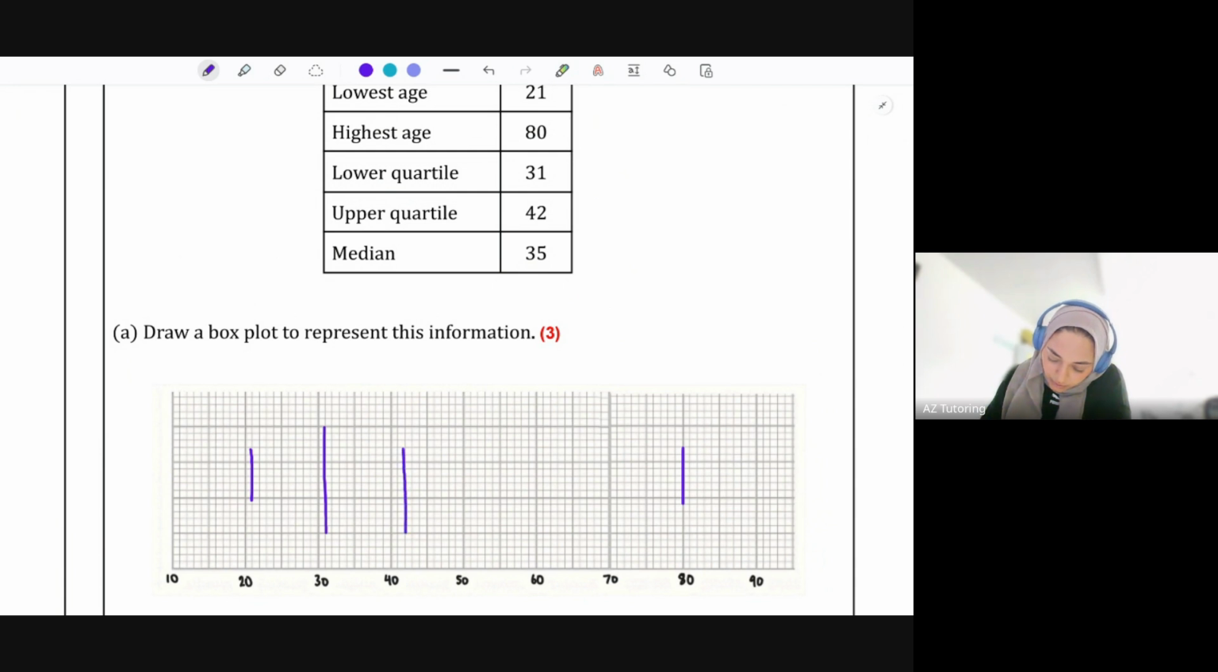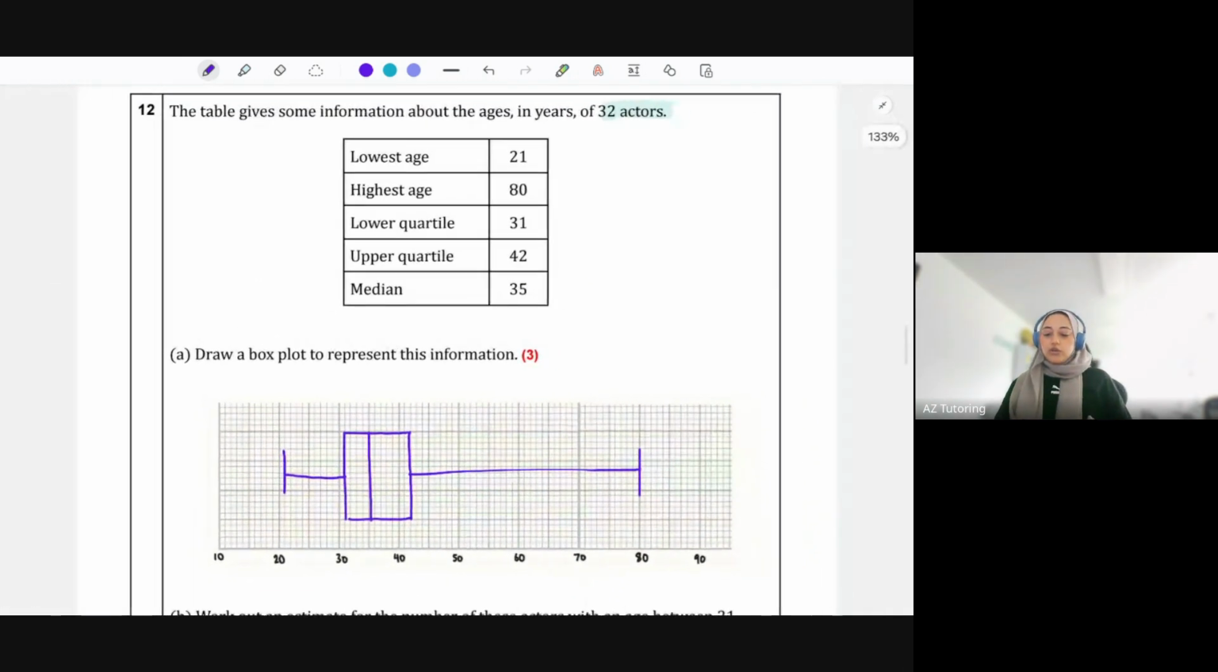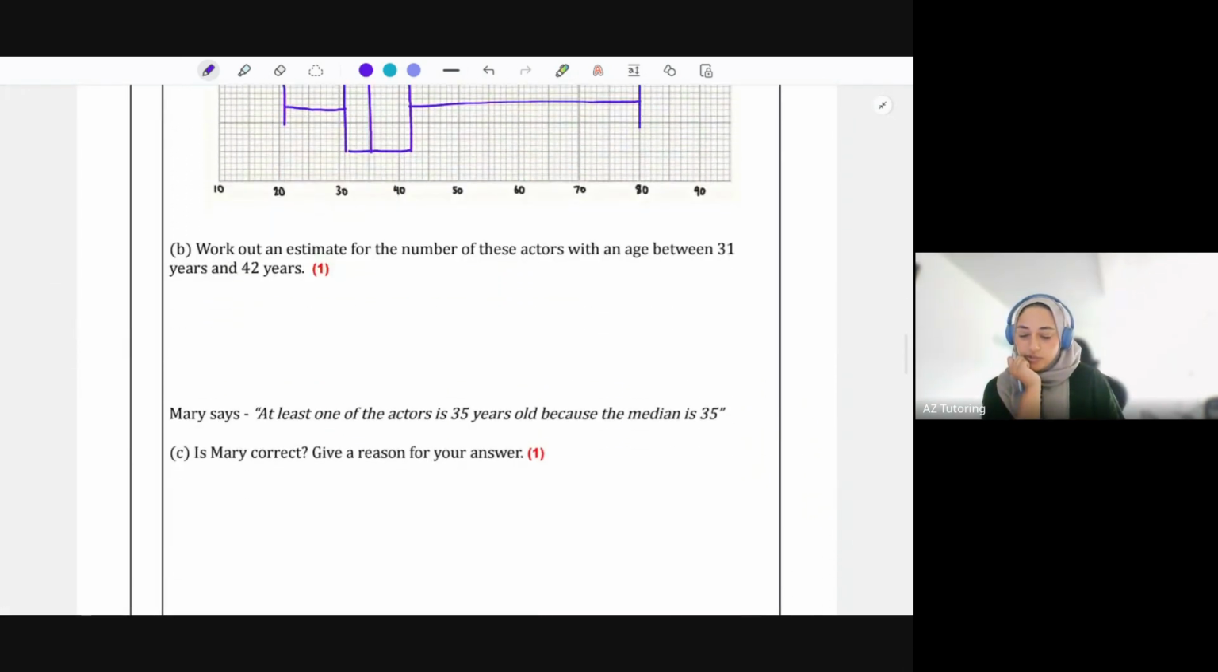That's the upper quartile. And we've got the median of 35, so 35 is just in the middle, like so. And then we just join them, obviously using a ruler, like so. So yeah, make sure you use a ruler for that. So nice, easy 3-marker, plotting all the information on.